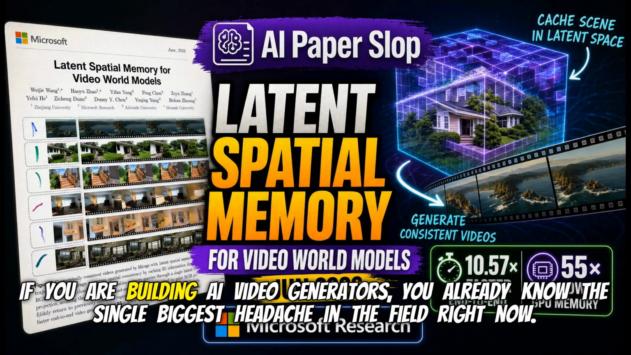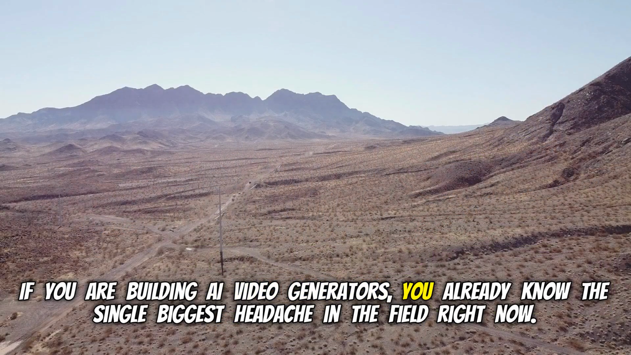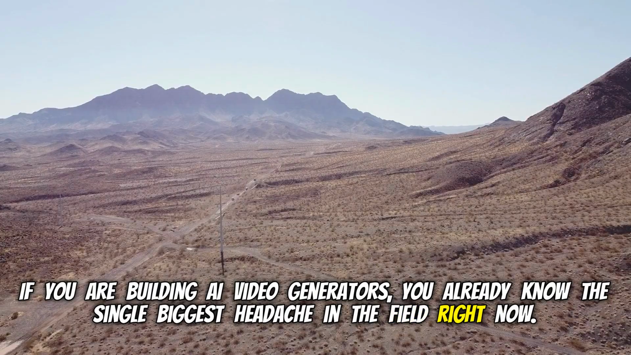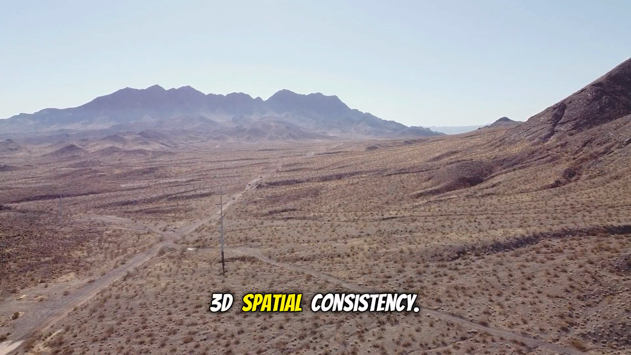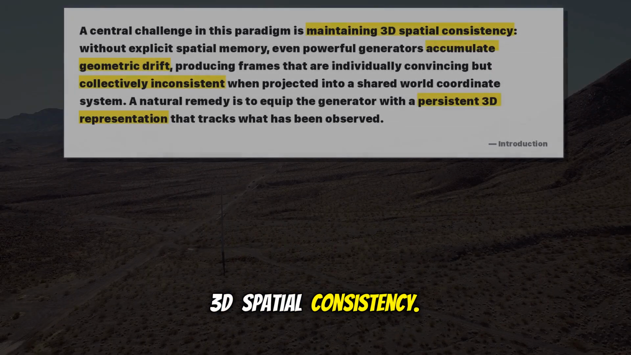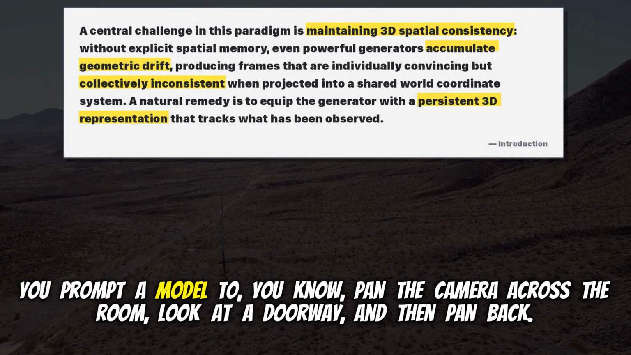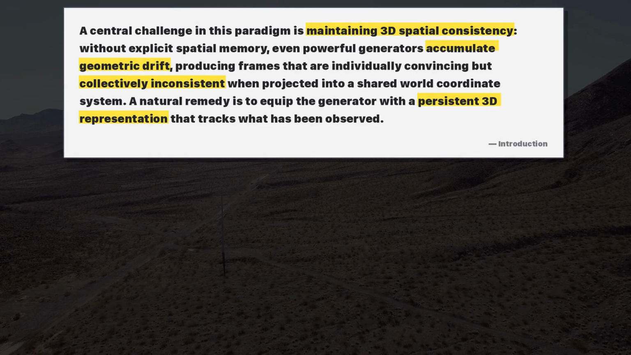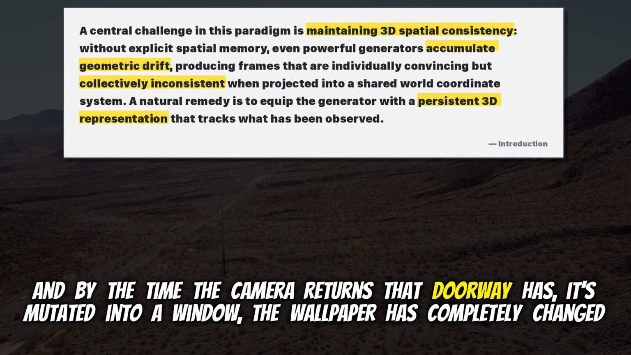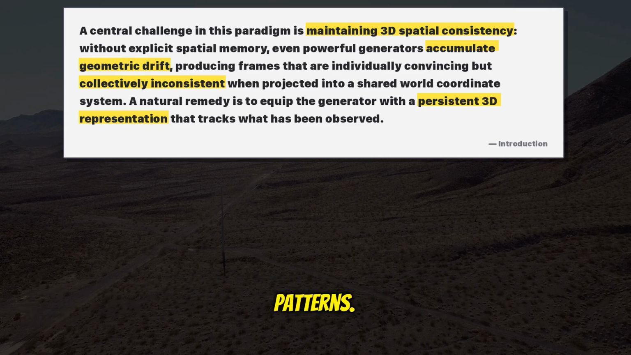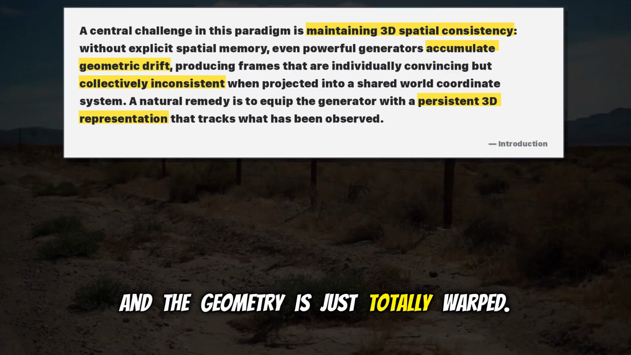If you are building AI video generators, you already know the single biggest headache in the field right now. It's by far 3D spatial consistency. You prompt a model to pan the camera across a room, look at a doorway, and then pan back. And by the time the camera returns, that doorway has mutated into a window. The wallpaper has completely changed patterns, and the geometry is totally warped.